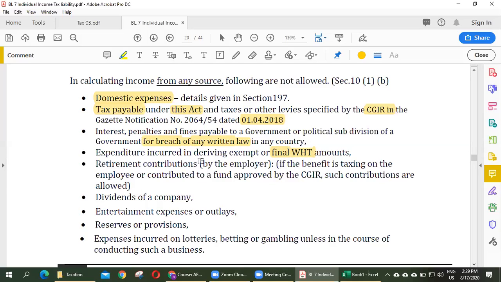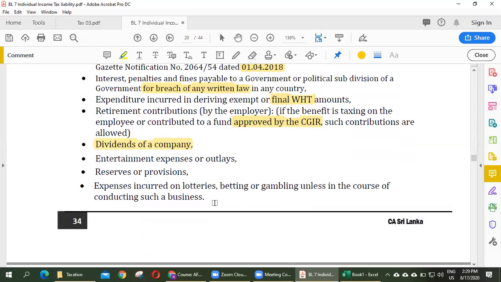Retirement contributions. Retirement contribution by the employer, if the benefit is taxed on the employee or contributed to the fund approved by the CGIR, such contributions are allowed. Normally, retirement contributions are not allowed, but if approved by the CGIR, it will be allowable expenditure. Dividend: if a company pays any dividend, the dividend is not an expenditure.